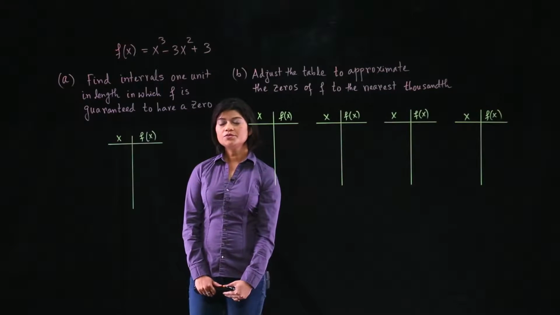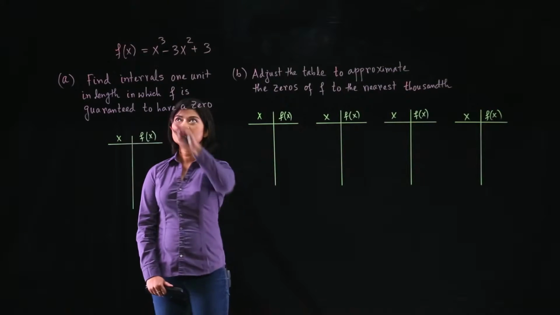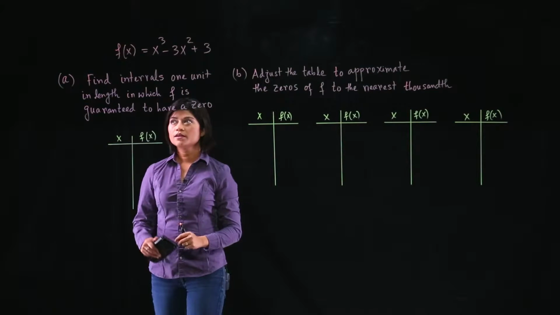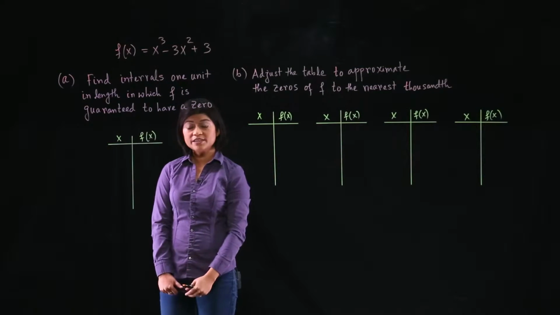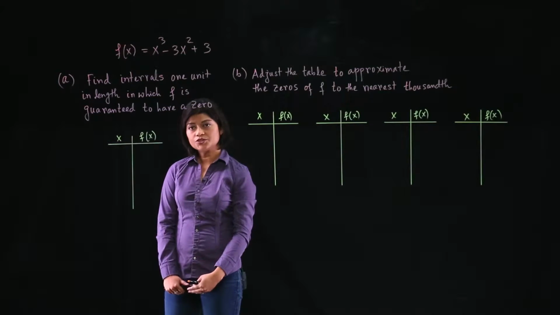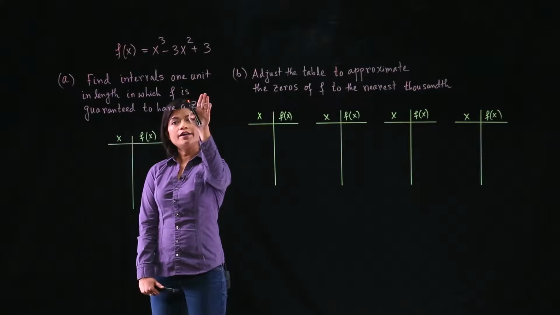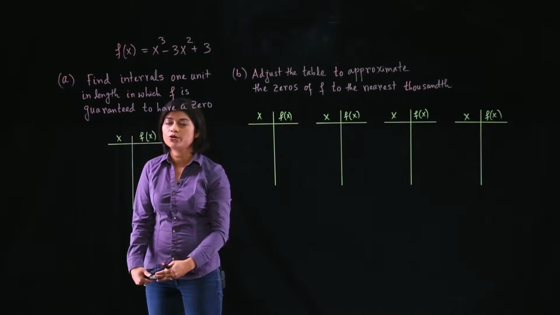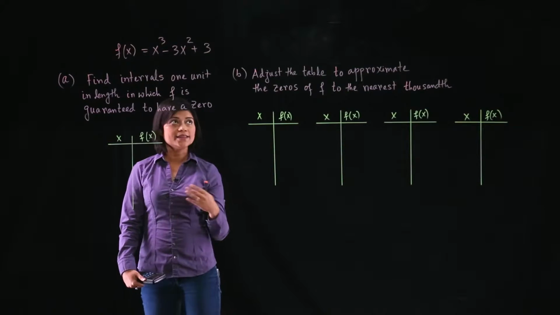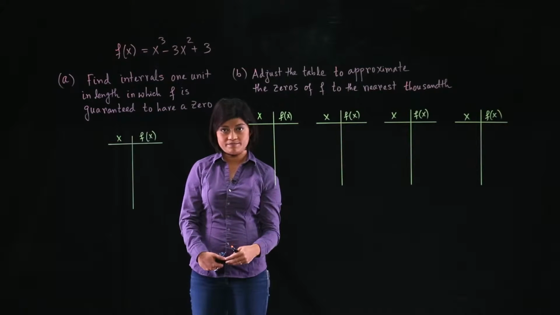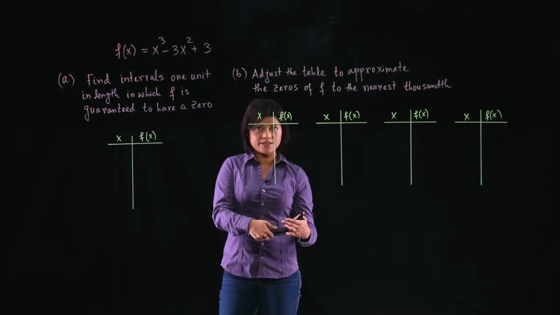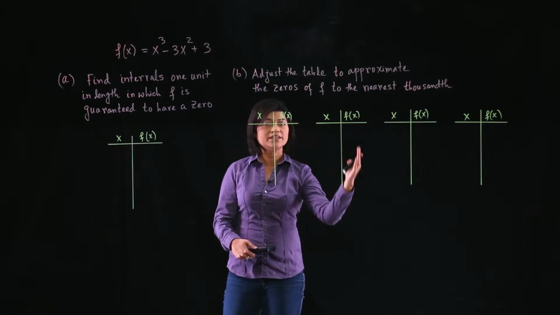Hi, I'm Papia. In this problem, we have to find the zero of this function that's given to us, x cubed minus 3x squared plus 3. For part A, we have to use the intermediate value theorem and the table feature of a graphing utility to find intervals 1 unit in length in which we know for sure that the function will have a zero. And then in part B, we have to adjust that table so that we can actually determine the zero of this function to the nearest thousandth.